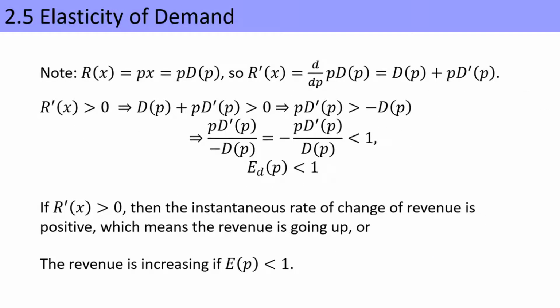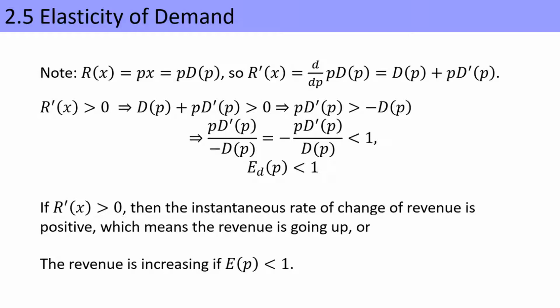Note, revenue R of x is equal to P times x. That's P for the price times x the quantity. That is equal to P times D of P. D of P is the demand with respect to price. So, the derivative of the revenue R prime of x is equal to the derivative with respect to P of P times D of P.